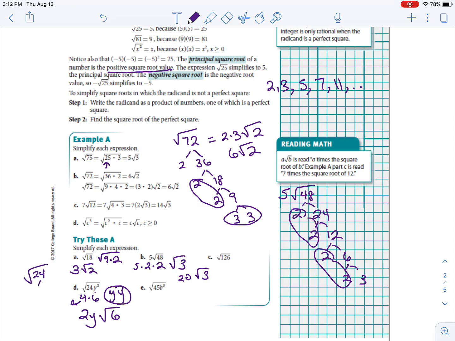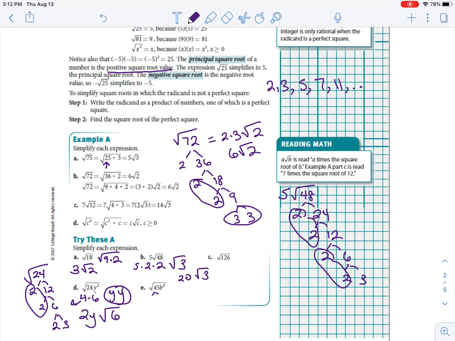If you like to factor 24, you would start with 2. So 2 and 12, 2 and 6, 2 and 3. You have a pair of 2s that came out. And then you have the primes inside, 2 times 3. That's why the 6 is on the inside.